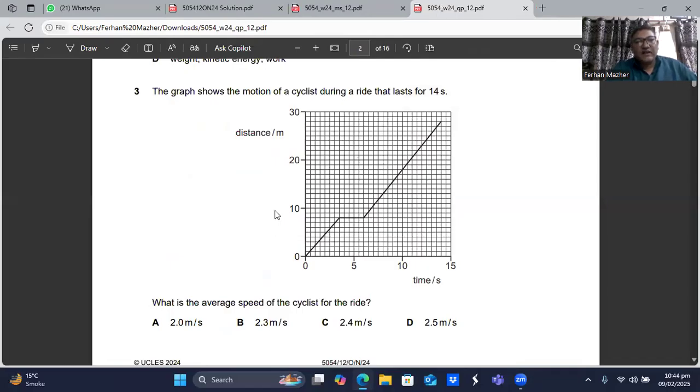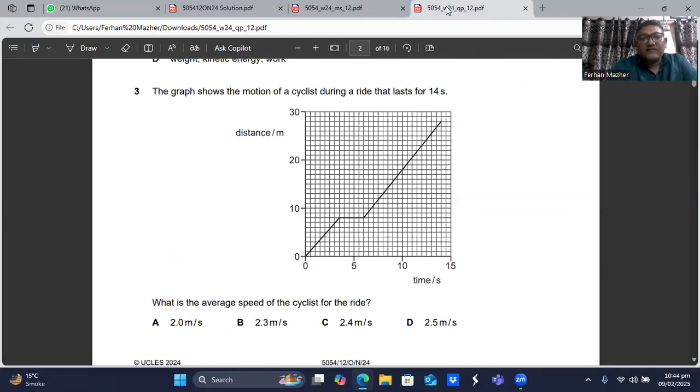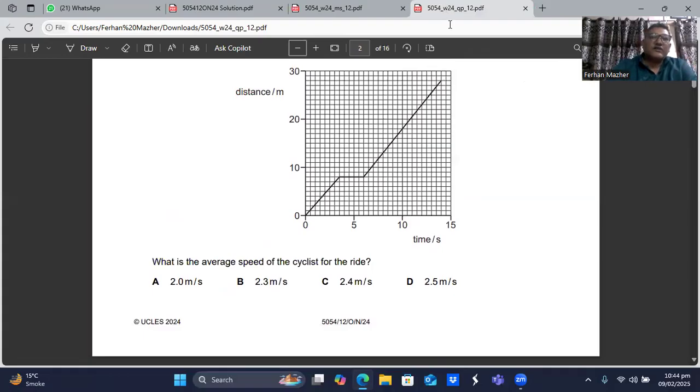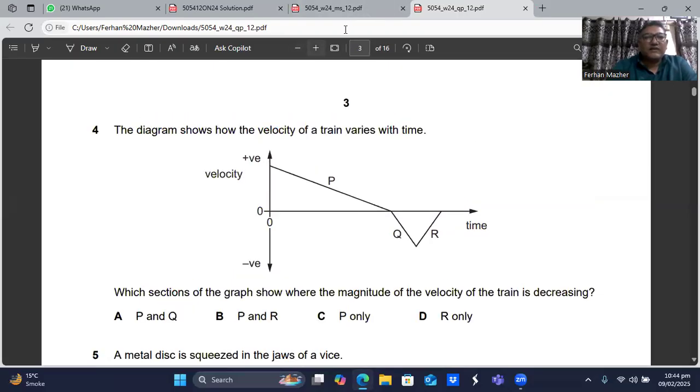Do we have this answer here? Yes, sir, we have this answer here, and I think it is A. So let's check if the answer is A. Question number 3, A is the right answer. So let's go to the next part. Here we have question number 4. The diagram shows how the velocity of a train varies with the time.